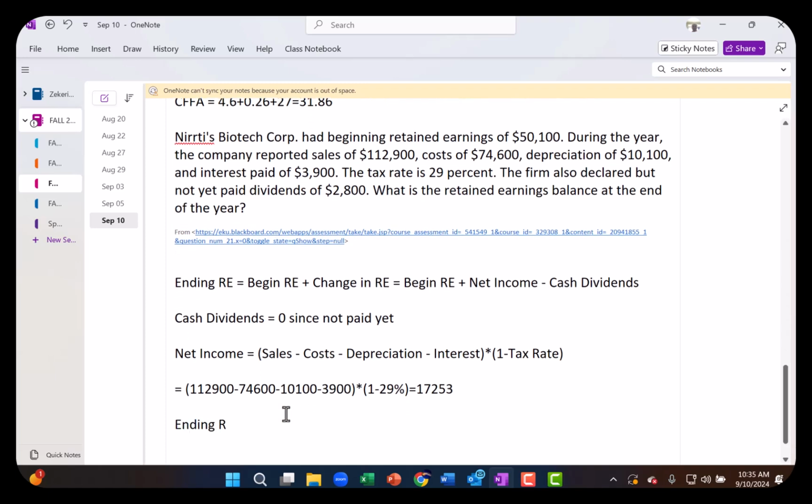Hence, ending RE is beginning RE, which was 5,100 plus net income minus 0. That's it, done. Always ask your question, what do I need? And the answer always comes with the definition of things you have to find. I'm trying to figure out the ending retained earnings. How does that move over time? Beginning plus net income minus cash dividends. You're already given the beginning, so all you have to do is figure out net income and cash dividends.